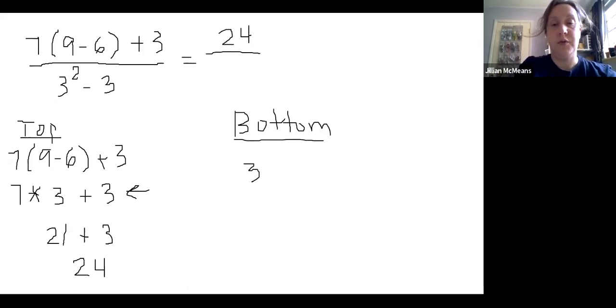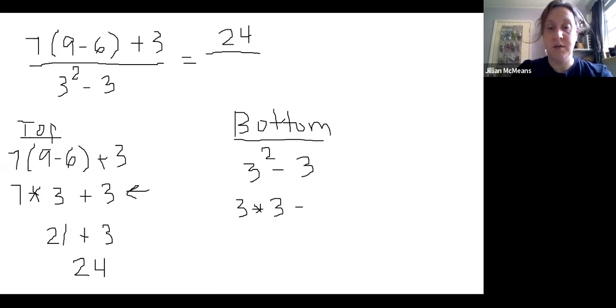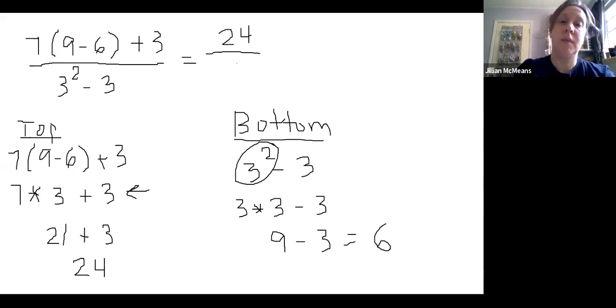So the bottom we have 3 squared minus 3. And you need to remember 3 squared is really just 3 times 3. So 3 times 3 is 9. We've got to do the multiplication first, or in this case, you can think of it as just the exponent first. So we get 3 squared is 9, minus 3 is 6.